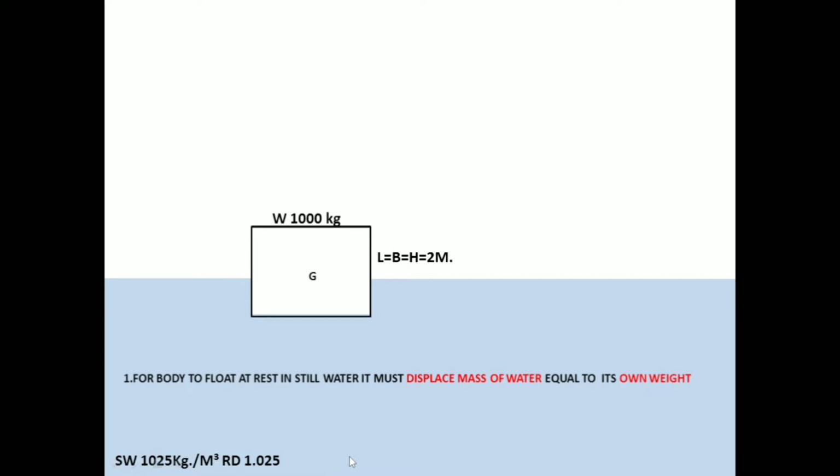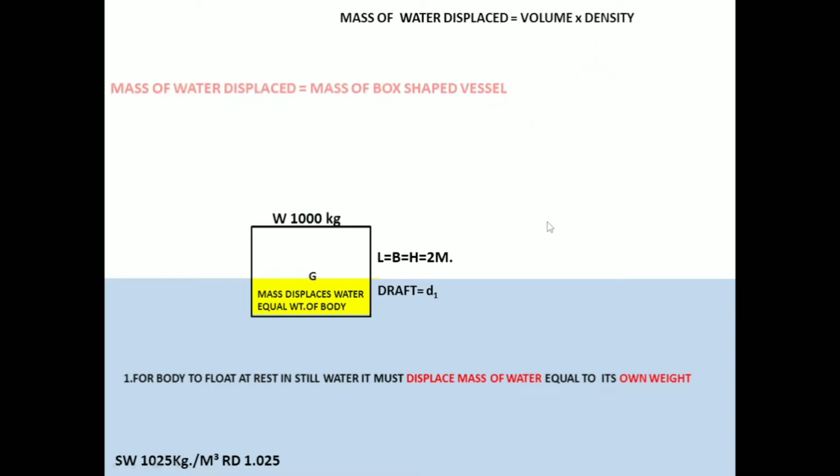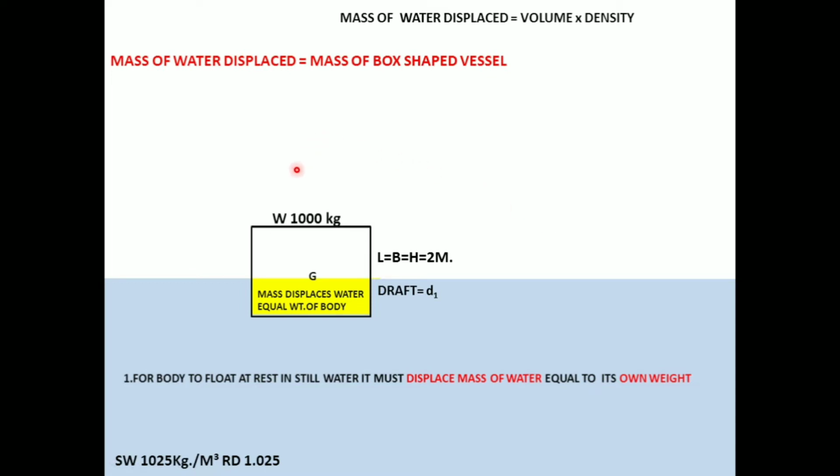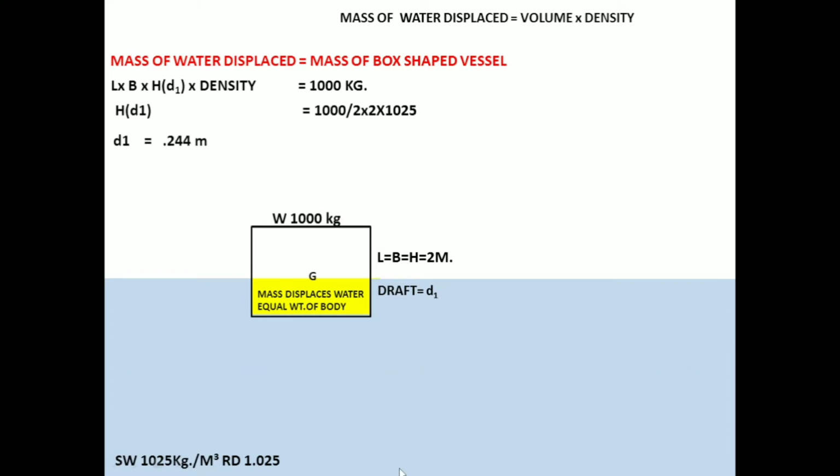it is going to displace a mass of water. What will be displaced will be equal to the weight of the body itself. The amount of depth which is below the water, we refer to as draft. The mass of water displaced is volume into density, and the mass of water displaced is also the weight of the box we are talking about here. So the volume of water displaced, length, breadth and the draft, into the density 1025. When we work it out, we come to know that the draft here is 0.244.